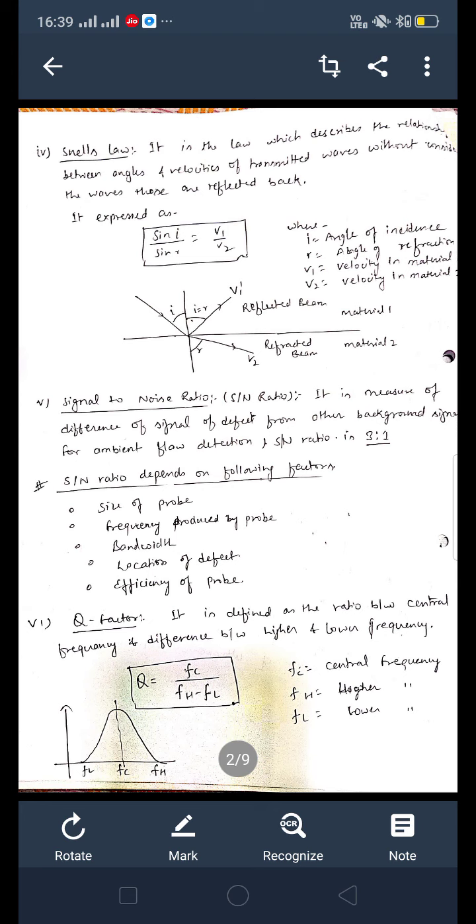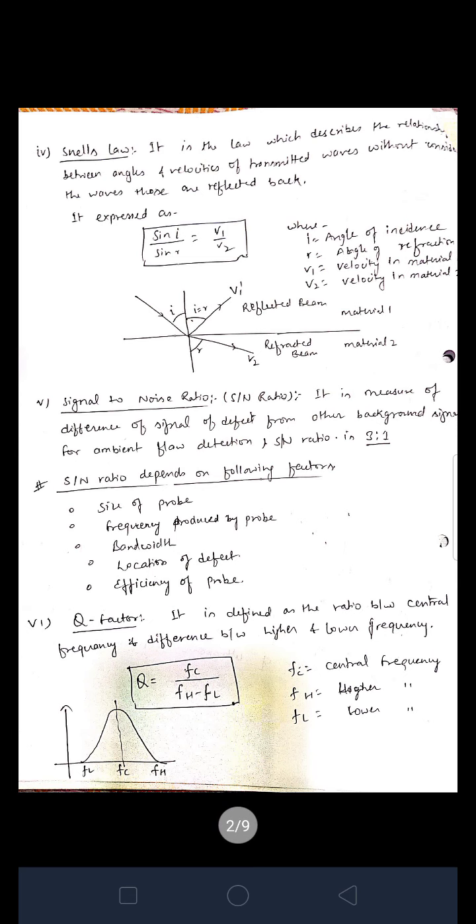And here the SN ratio depends on the following factors: first is the size of the probe, the frequency produced by the probe, the bandwidth, the location of the defect, and the efficiency of the probe. These are the factors on which the SN ratio depends.